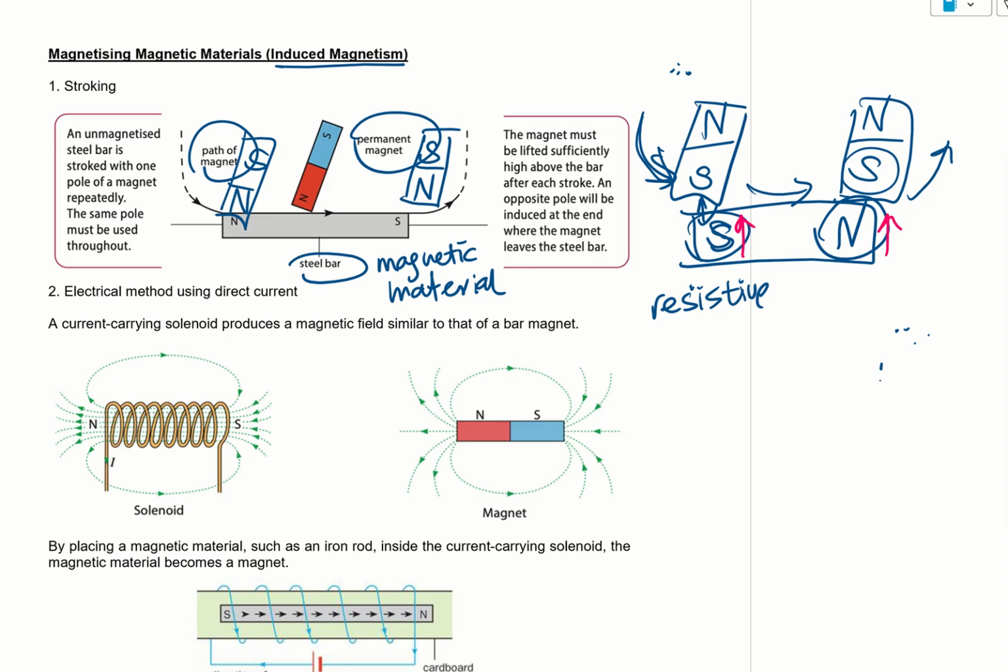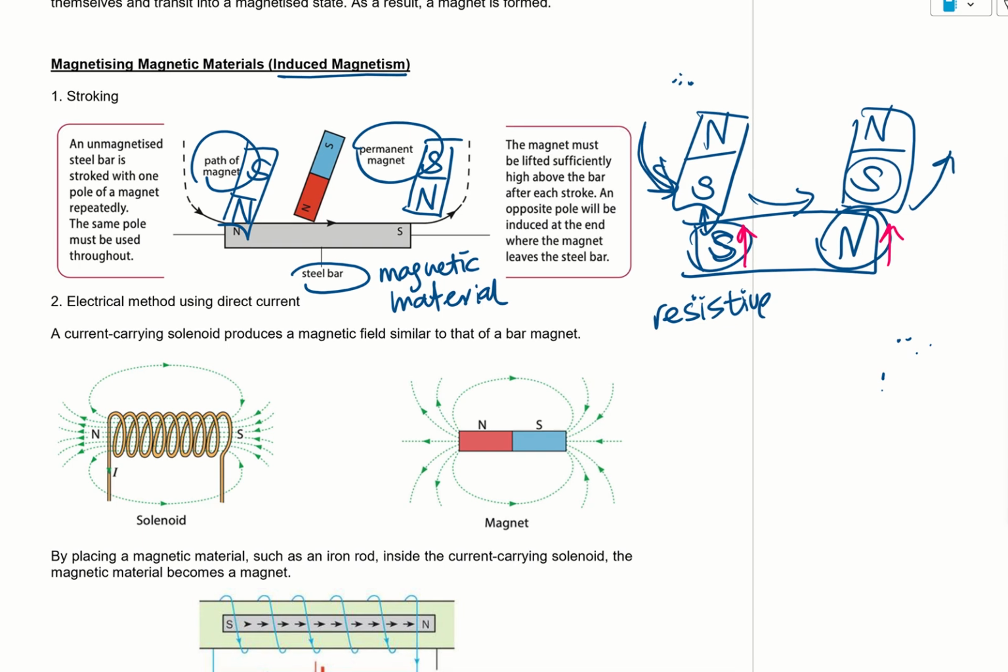So if I want to make it even stronger, I need to stroke it more times, and that will use up energy from me. Because you can't just change something into a magnet, right? So you have to use energy. This is in accordance with the principle of conservation of energy.